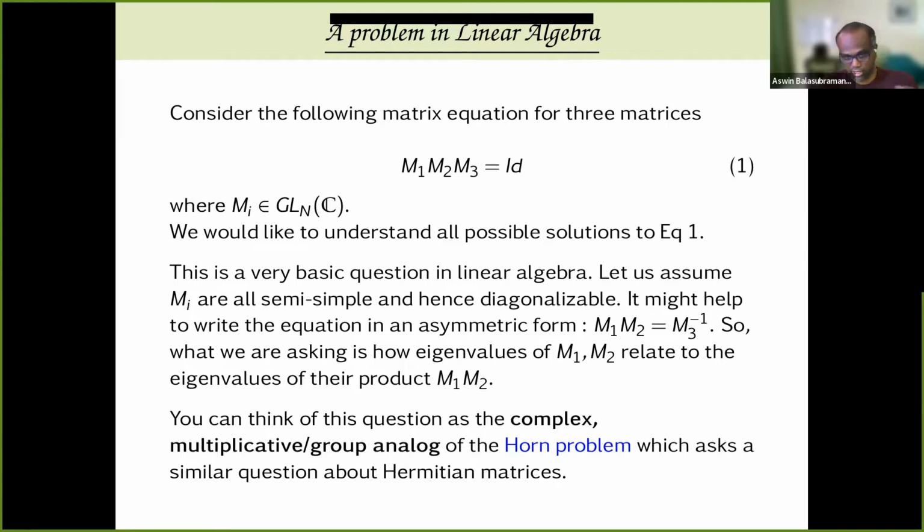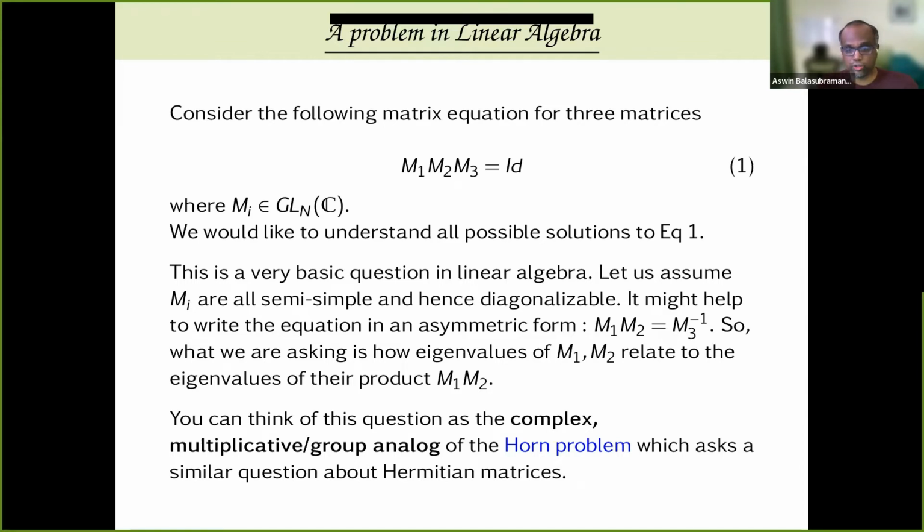To give you a different read on this, let's just assume all of these matrices are semi-simple, and hence you can diagonalize them. Let me write this equation in a slightly asymmetric form. I'll push one of these matrices to the right-hand side, and I'll write this as M1 M2 equal to M3 inverse. So from this, you can see that the question we are asking is, if you know the eigenvalues of M1 and M2, and you multiply the two of them, what are going to be the eigenvalues of their product M1 M2? This is a very common kind of question that arises in linear algebra.